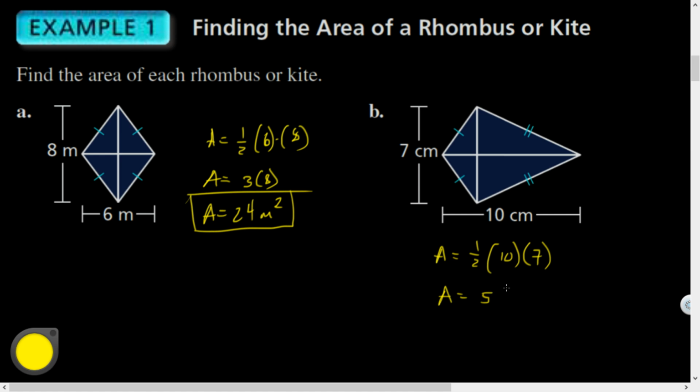Half of 10 is 5 times 7. That's 35, if my elementary school teachers taught me right. 35 centimeters squared. Which, what do we call centimeters squared or square centimeters?